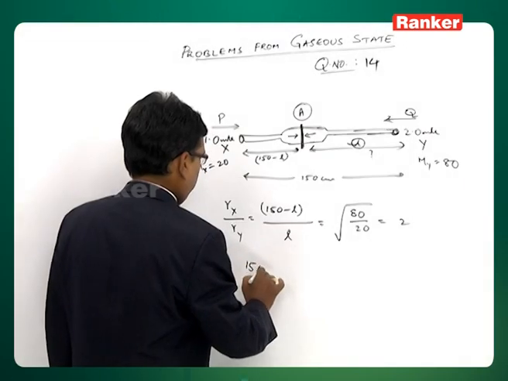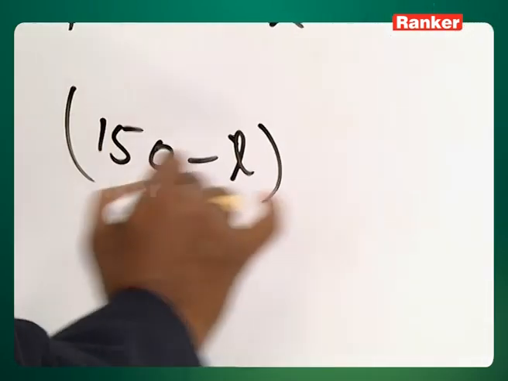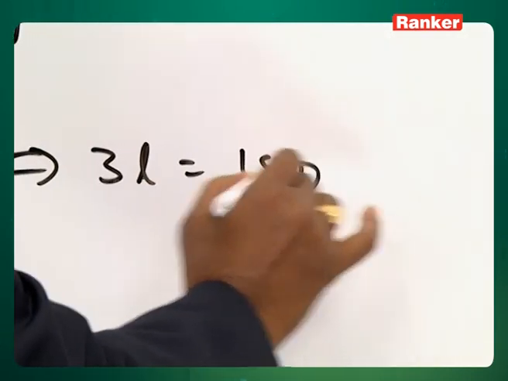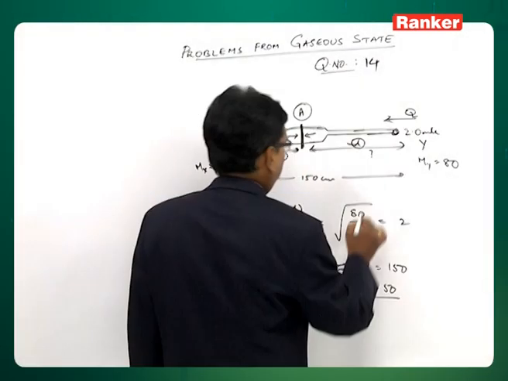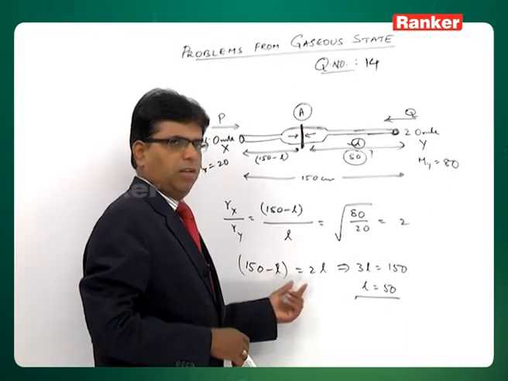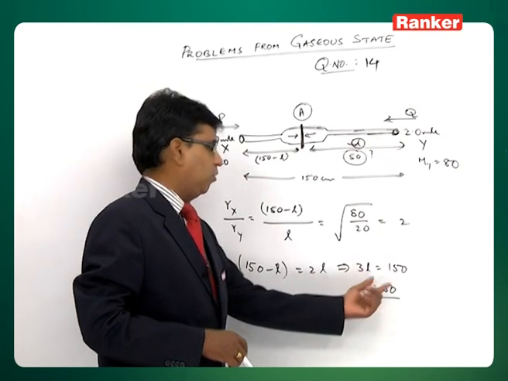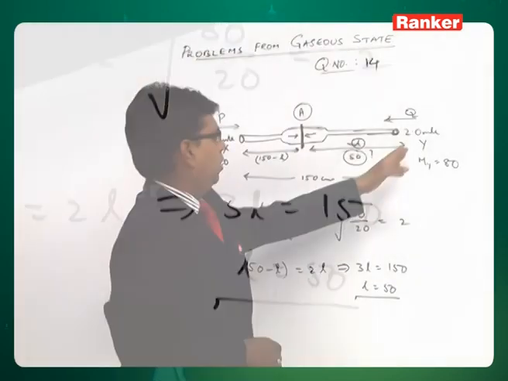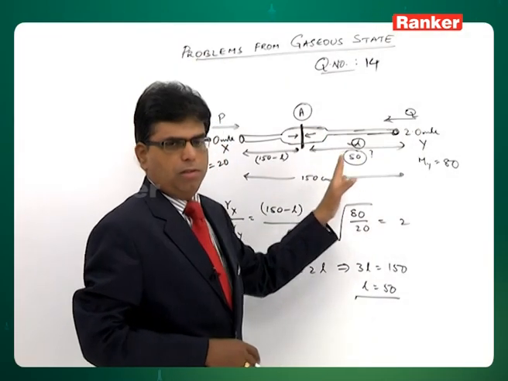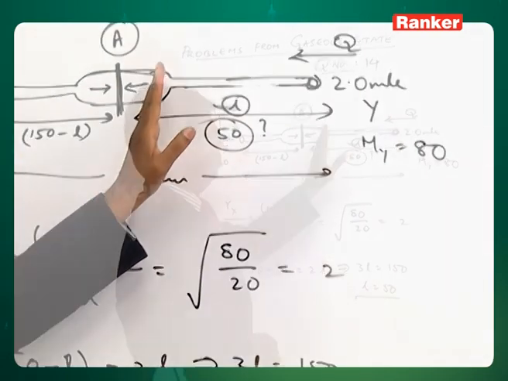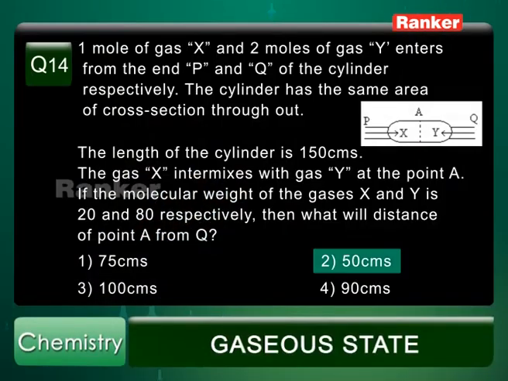So, 150 minus L is equal to 2L, that means 3L is equal to 150. So, L is equal to 50, that means 50 centimeters. So, from the Y end it is 50 centimeters. Then what will be the distance of point A from Q? The distance of point A from Q is 50 centimeters. So, the correct answer is the second option, 50 centimeters.